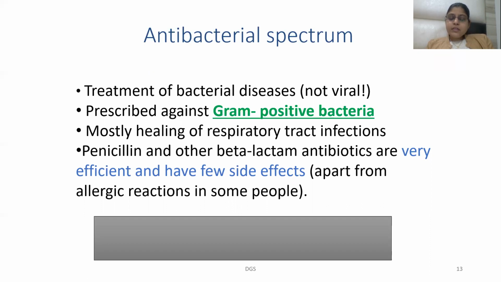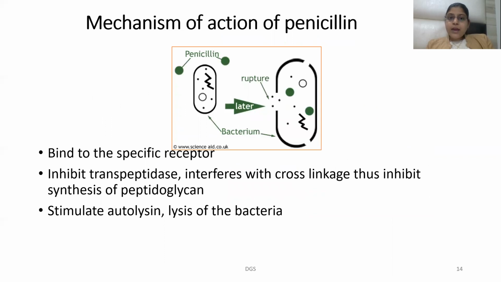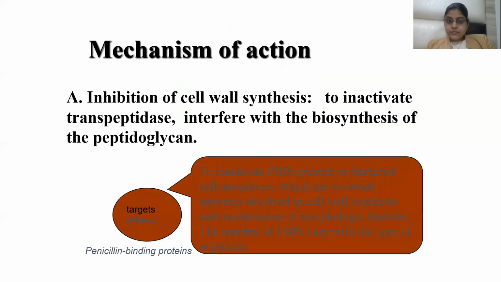And these are very effective, and they have very few side effects. The most common side effect is allergic reactions or anaphylactic shock with penicillin. The mechanism of action of penicillin: it binds to a specific receptor and inhibits transpeptidation. That is, N-acetyl glucosamine and N-acetyl muramic acid cross-linking does not take place, and they inhibit the synthesis of peptidoglycan and cause lysis of the bacteria by stimulating autolysis.